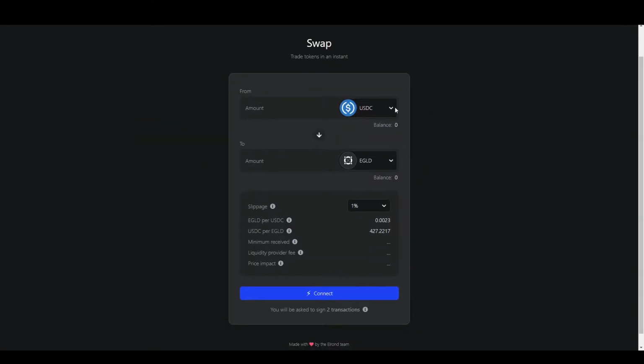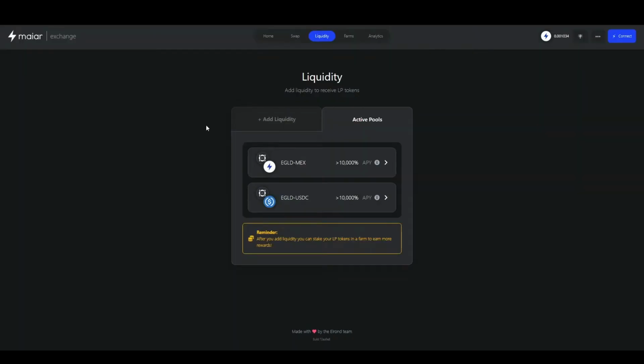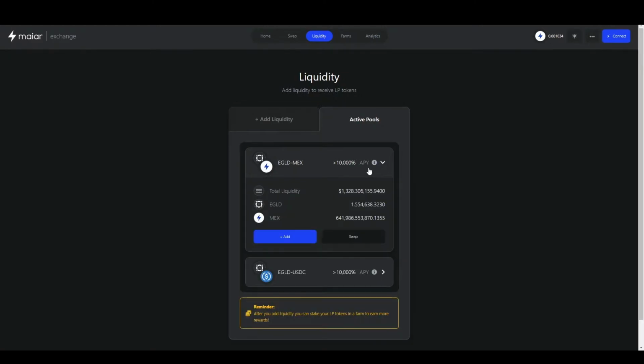So for example, we can trade eGold with Max and USDC. We can trade Max only with eGold and we can trade USDC only with eGold. Here we have the liquidity tab and these are the active pools. The active pools are eGold and Max and eGold and USDC. And as you can see here, the APYs are insane right now.